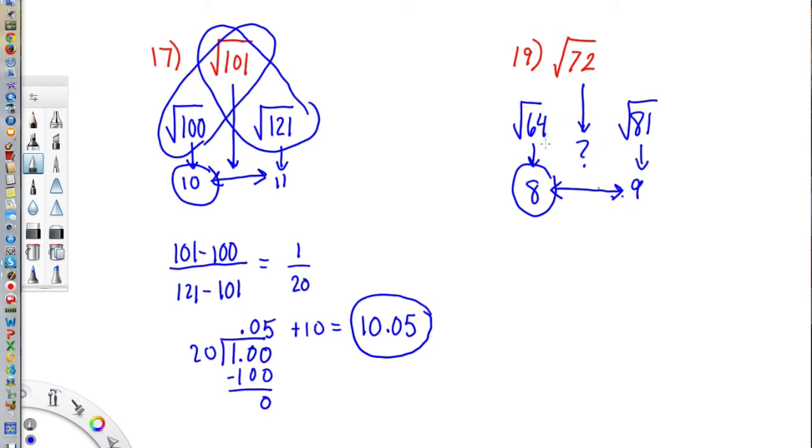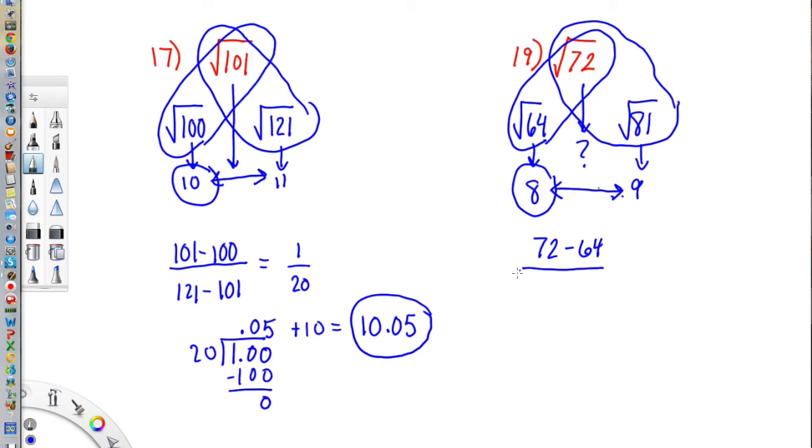So once again, I need to find that decimal part. I know it's going to be 8 and something, so I need to find the difference between 72 and 64, the difference between my first two square roots, and divide that by the difference in my second two square roots, which would be the square root of 81 and the square root of 72. When I go to subtract, I'm going to find out that I get 8 over 9, 8/9.